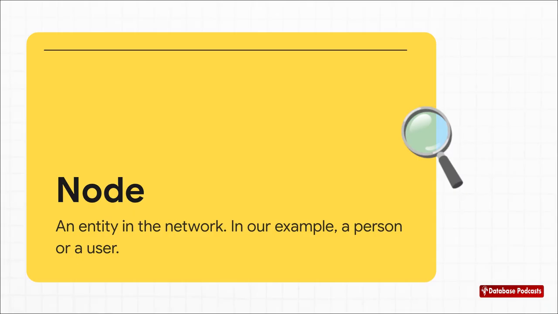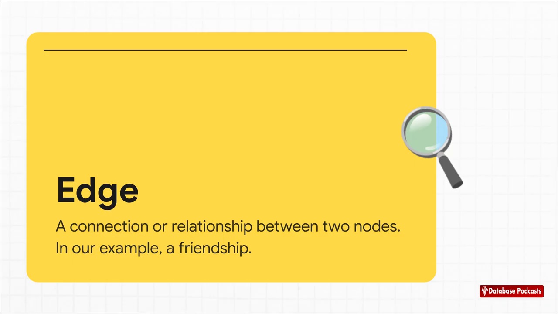Now, to get our heads around these graphs, we really only need two key terms. First up, you've got nodes. A node is just an entity in the network. In our little example here, each of those dots represents a person or a user. Simple enough, right? And the second piece of the puzzle, edges. An edge is simply the line that connects two nodes, and it represents their relationship. Here, an edge means is friends with. So nodes and edges, that's the whole shebang, the basic building blocks of any network.